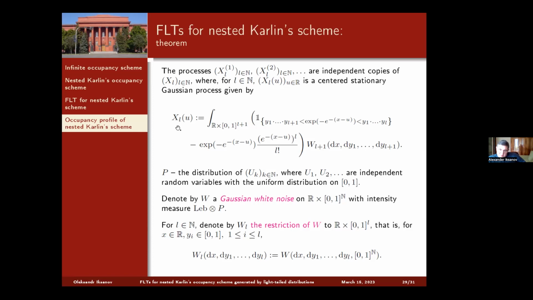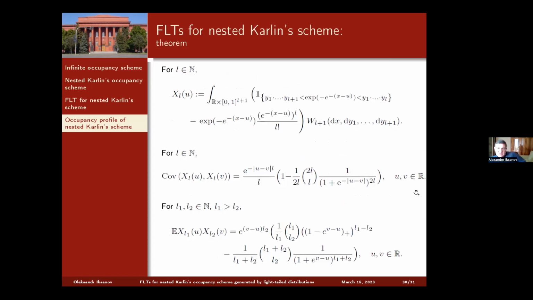In particular, the dependence of the processes Xi and Xj, say, is captured by the dependence of the corresponding Gaussian white noises W(i+1) and W(j+1), say. Also, we have an explicit formula for the covariance of the limit process. And of course, since the limit process is stationary, the covariance only depends on the absolute value of the difference of arguments.